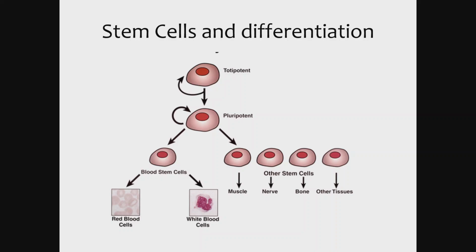So again, our totipotent cell becomes a pluripotent stem cell after one layer of differentiation, losing this capacity. And then if we go to a blood stem cell, we can produce red blood cells and white blood cells. But if I became a muscle, I will just produce this one or that one or that one.